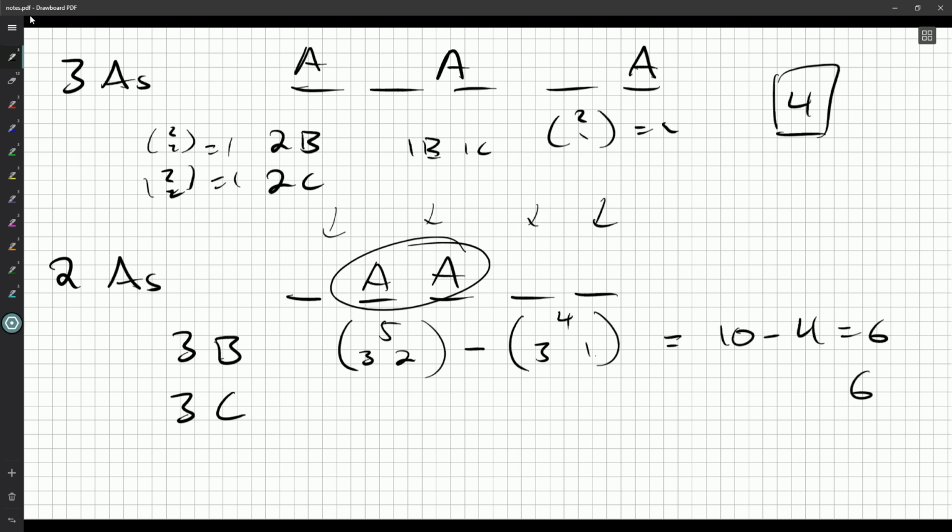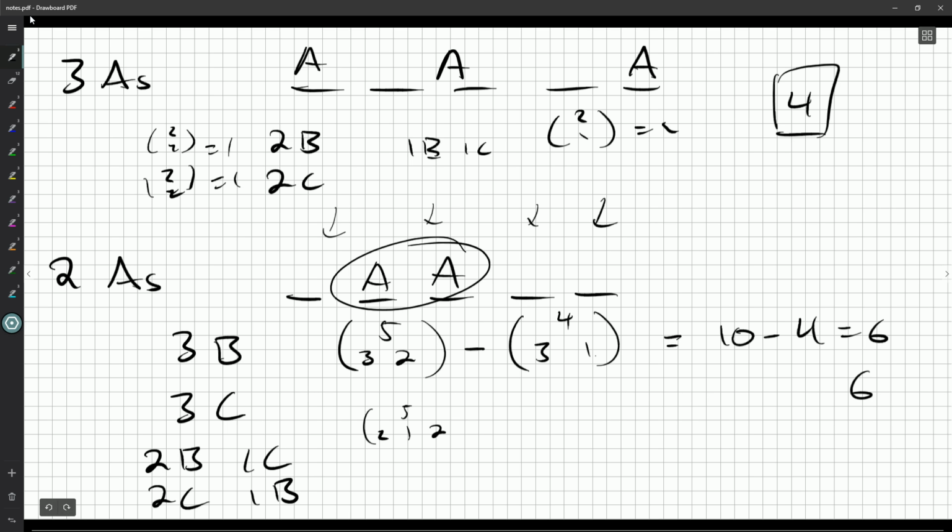Let's see, what else could we do? We could have 2 B's and 1 C, or 2 C's and 1 B. So that'd be 5 choose 2, choose the 1 C, and choose where the 2 A's go, minus 4 choose the 2 B's, the 1 C, and the 1 A blob. And then the same case repeated again. So I got 6, a 6.